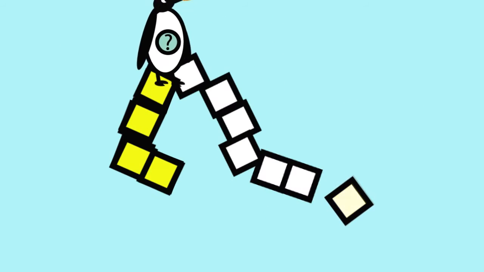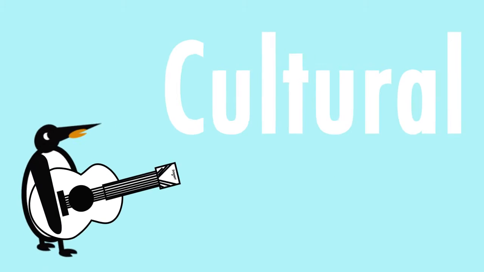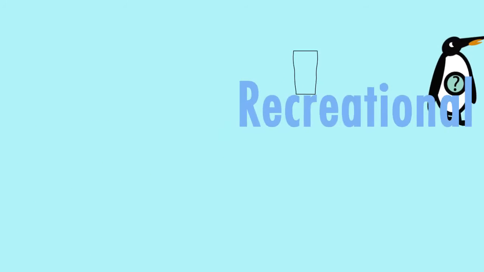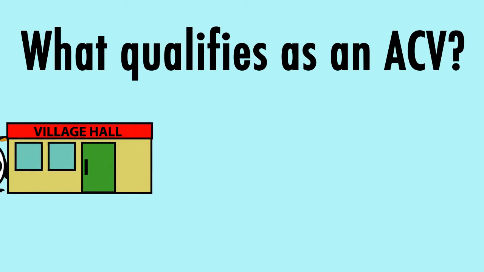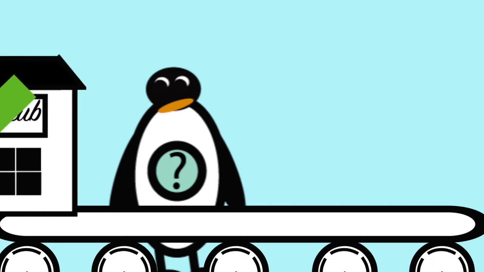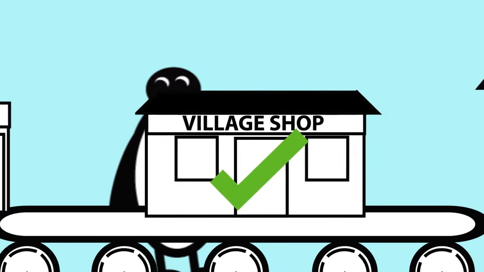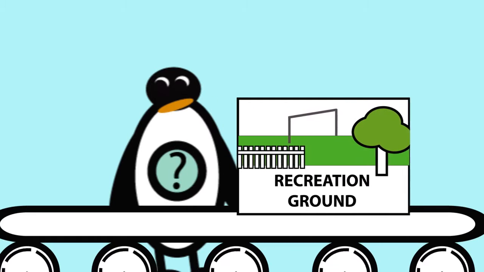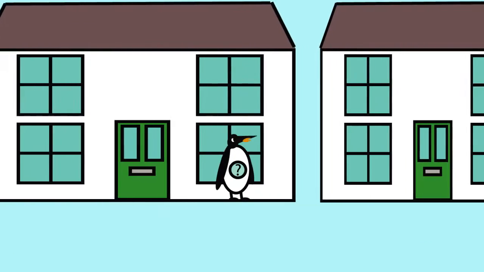So, what qualifies as an ACV? The legislation describes ACVs as buildings or land which further the cultural, recreational or sporting interest of the community. In fact, a good way to describe it is a building or land with social value can be an ACV. Some typical examples of an ACV are a public house, a village shop, a village hall, a recreation ground. There's a list of what can't be an ACV, but generally it can't be a local service, for example a play school, or a residential property.